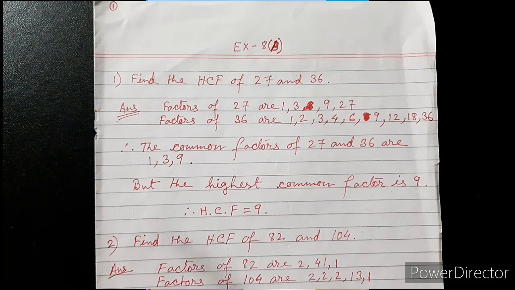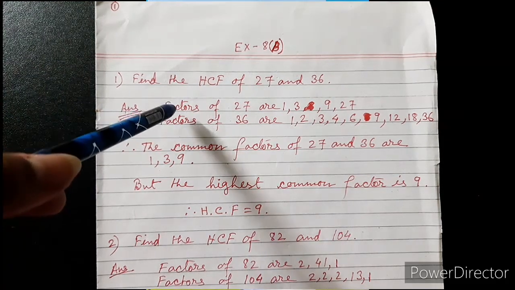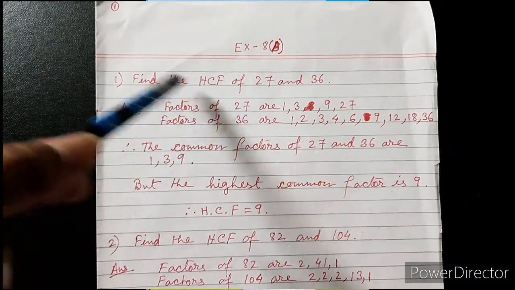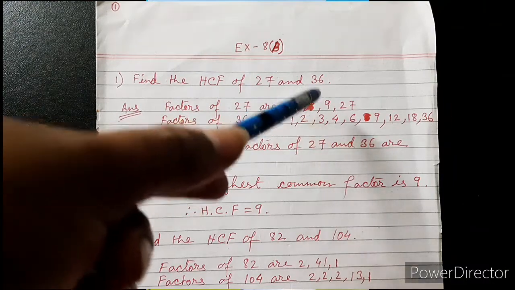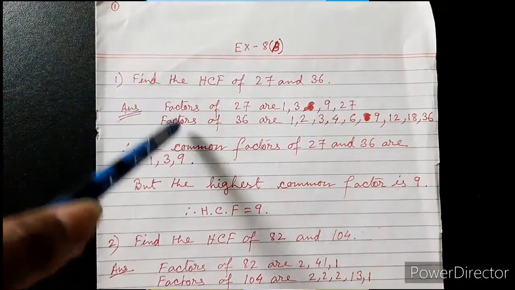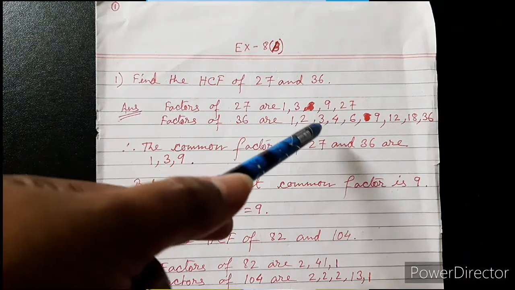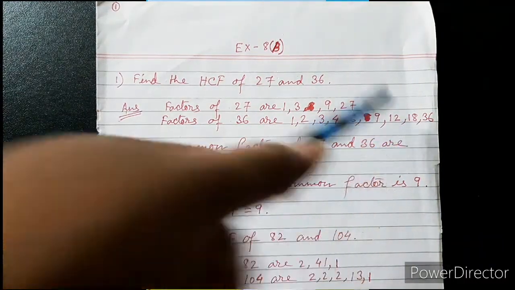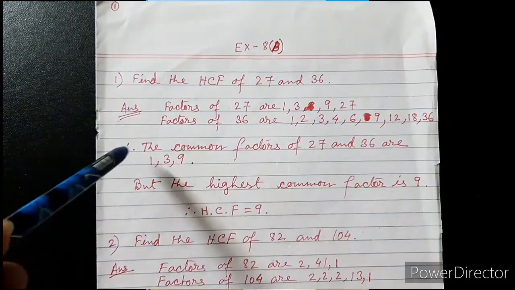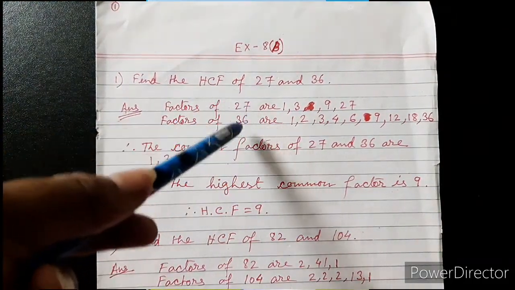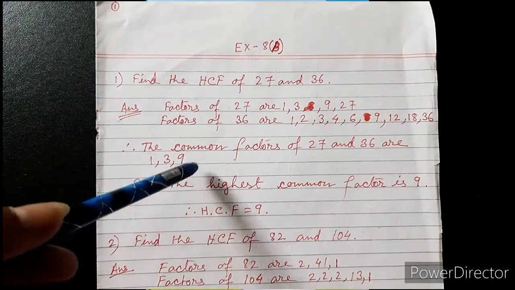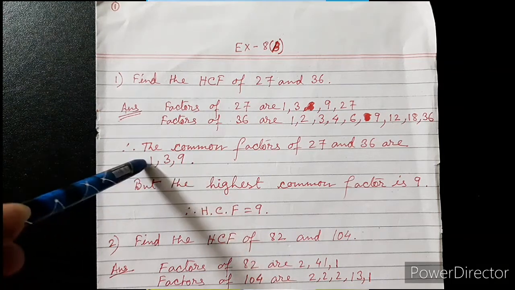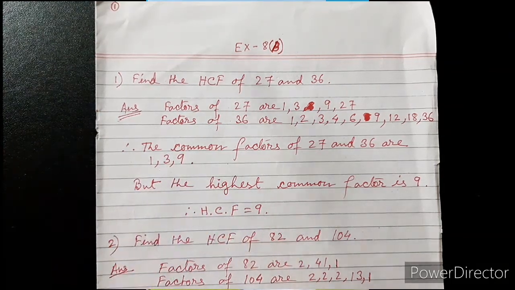First we calculate the factors of 27 and 36. Factors of 27 are 1, 3, 9 and 27, and the factors of 36 are 1, 2, 3, 4, 6, 9, 12, 18 and 36. The common factors between these two are 1, 3 and 9, but 9 is the greatest number among these three. So the HCF is 9.